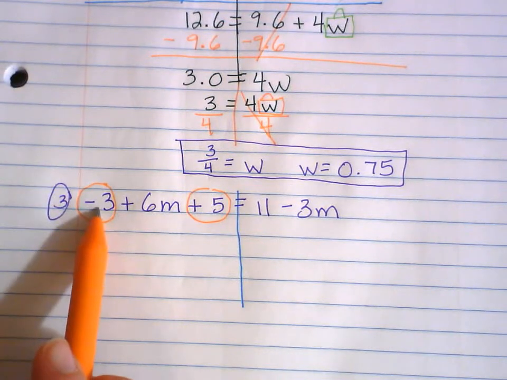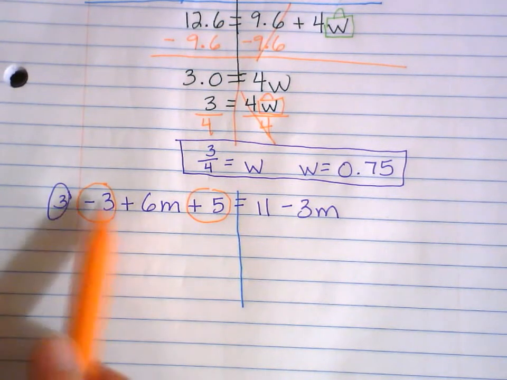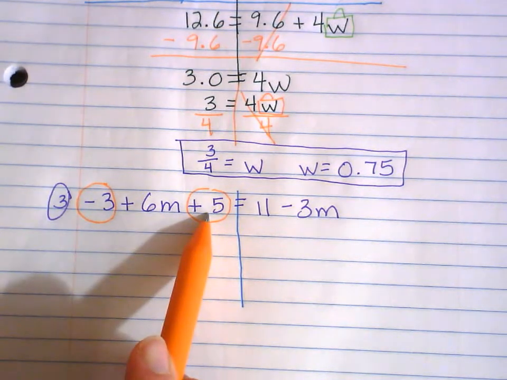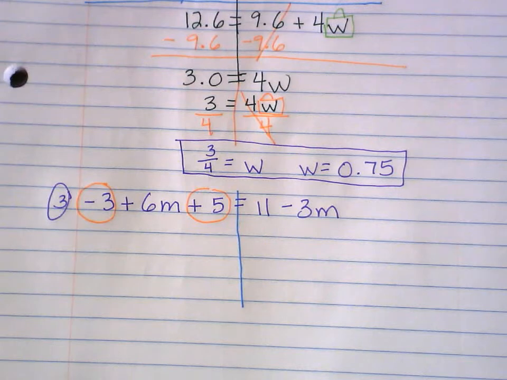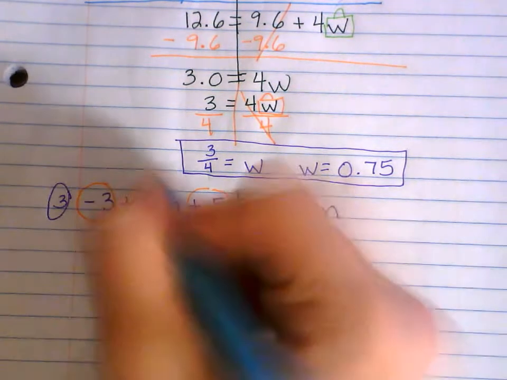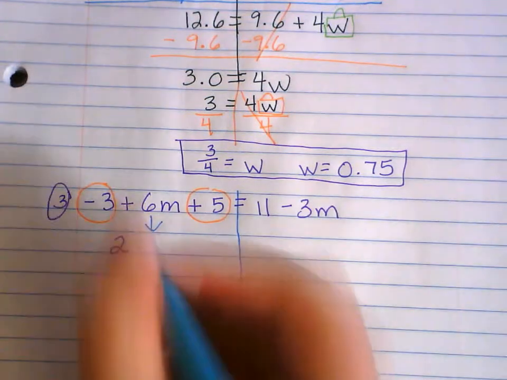So negative 3 plus 5. So we're 3 feet below ground, and then we climb up 5 feet. That leaves us 2 feet above ground, positive 2. And then we just bring down the plus 6m.